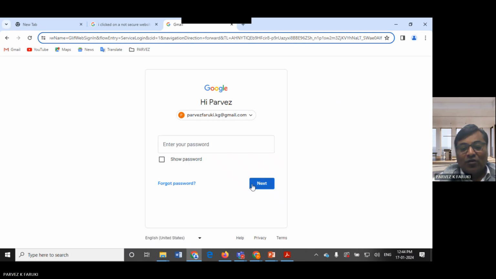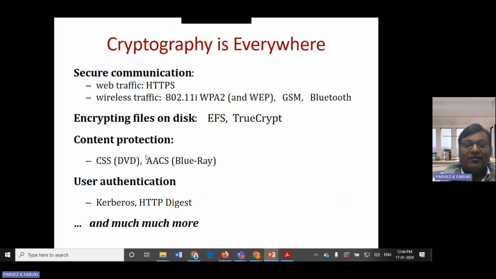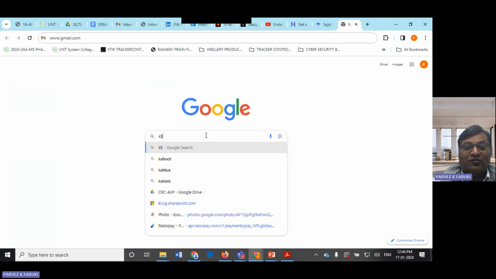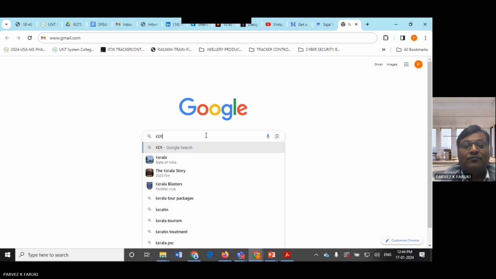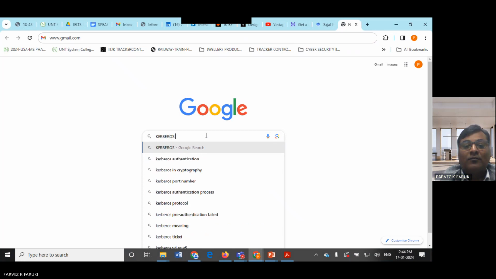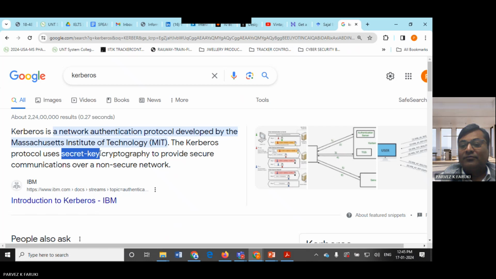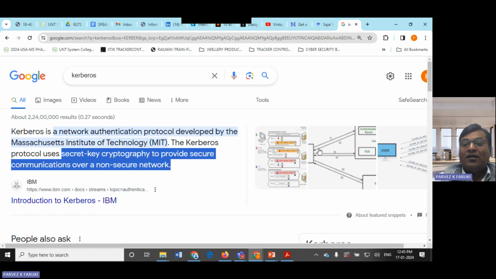So if I look at the presentation again, when you are authenticated, there is a server which is called Kerberos, and Kerberos is usually a seven-headed dog. Kerberos authentication is a network of authentication protocols which was developed at MIT, and this protocol uses a secret key. Secret is something which is private. So it uses secret key cryptography to provide secure communication over a non-secure network.